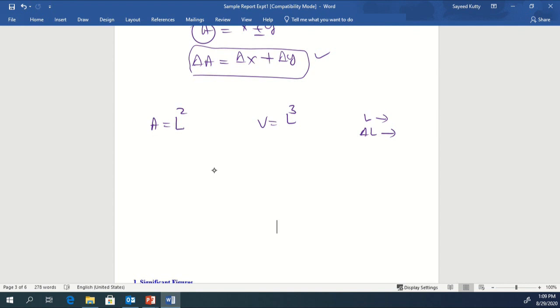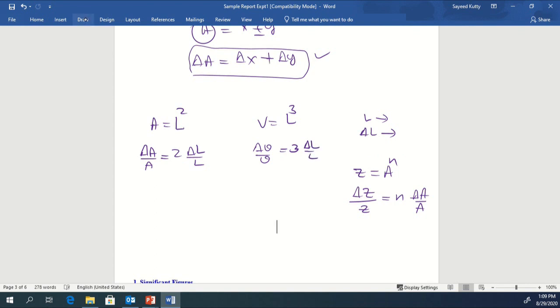There is a general equation: if z equals a to the power n, where n is the power, then the rule is delta z by z is n delta a divided by a. If I use this equation, can you please help me to write this? Yes, delta a divided by a is 2 delta l by l. Same way, delta v by v is 3 delta l by l.